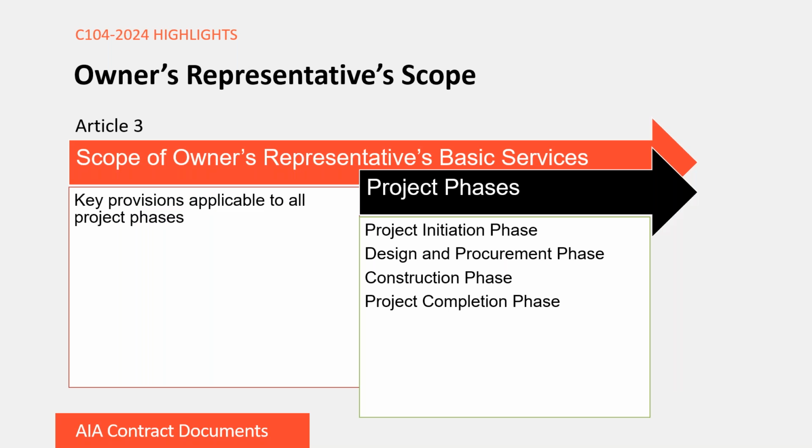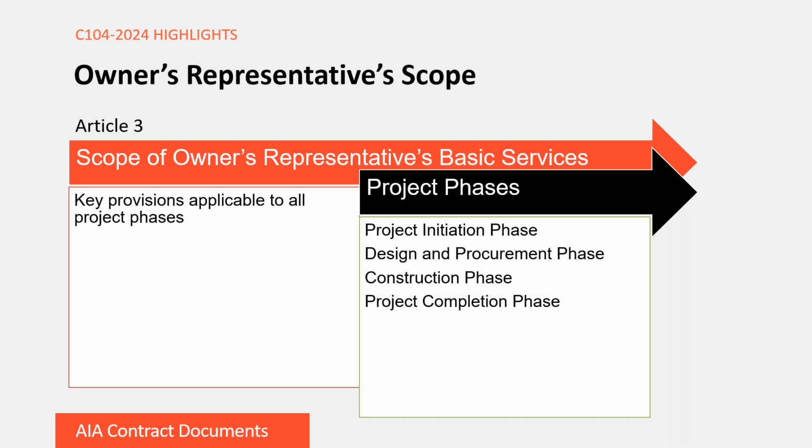The other interesting thing to note is that the owner's representative's basic services include activities that are applicable to all phases of the project, but then we also have an area where specific activities that are tied directly to each project phase are included. So here you're going to see project initiation phase, design and procurement phase, construction phase, and the project completion phase.